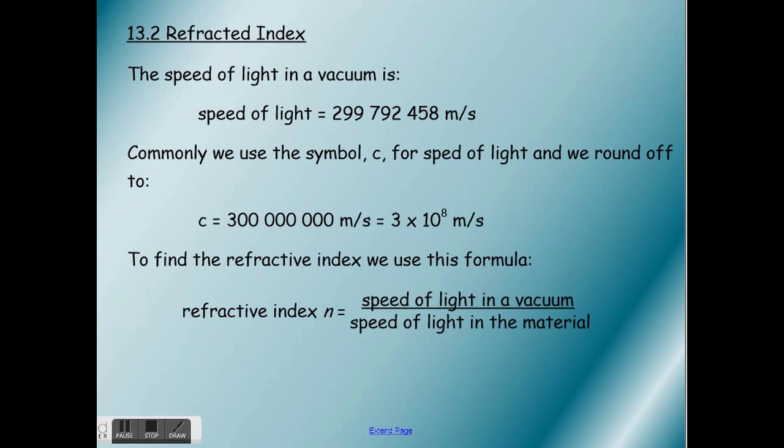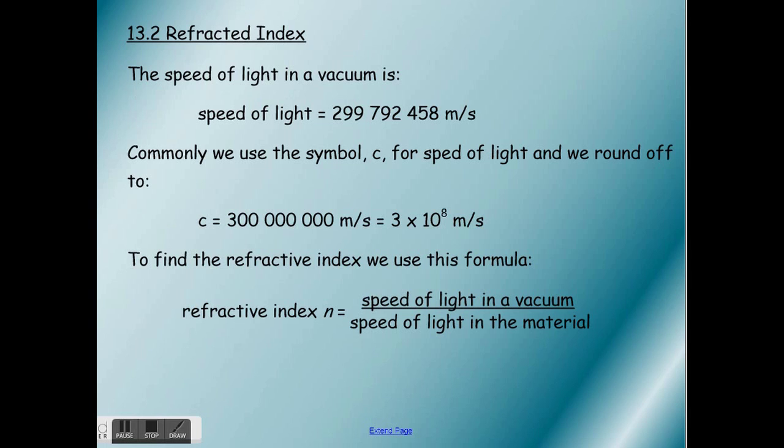So, the speed of light in a vacuum is 299,792,458 meters per second. Or more commonly in physics, we use the symbol c to represent the speed of light, and we simplify that to just 3 times 10 to the 8 meters per second. So this is the actual speed of light. This is just what we use generally in our calculations.